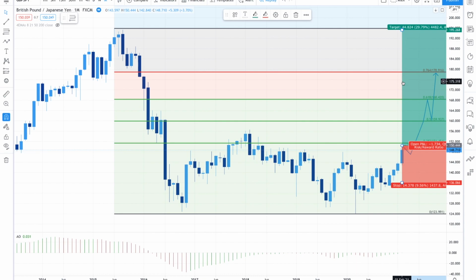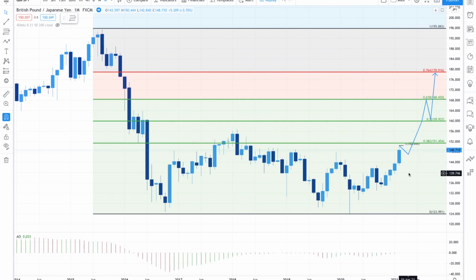You want to have a T1 and maybe a T2. So for me, I have 2 targets. The first target would be ultimately taking it up to the 76.4. And then, as I said, my T2 would be fib extension levels. And that's how we would play it. So these are the fibs. This is how I use the fibs.